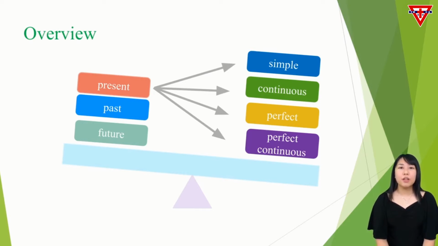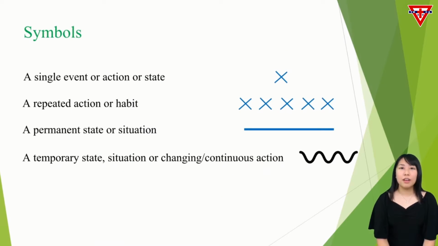In this lesson, we are going to learn simple present tense and present continuous tense. Later, we will use a timeline to illustrate the tenses, and we are going to use these symbols to signal where the action occurs. You can first take a look at them.